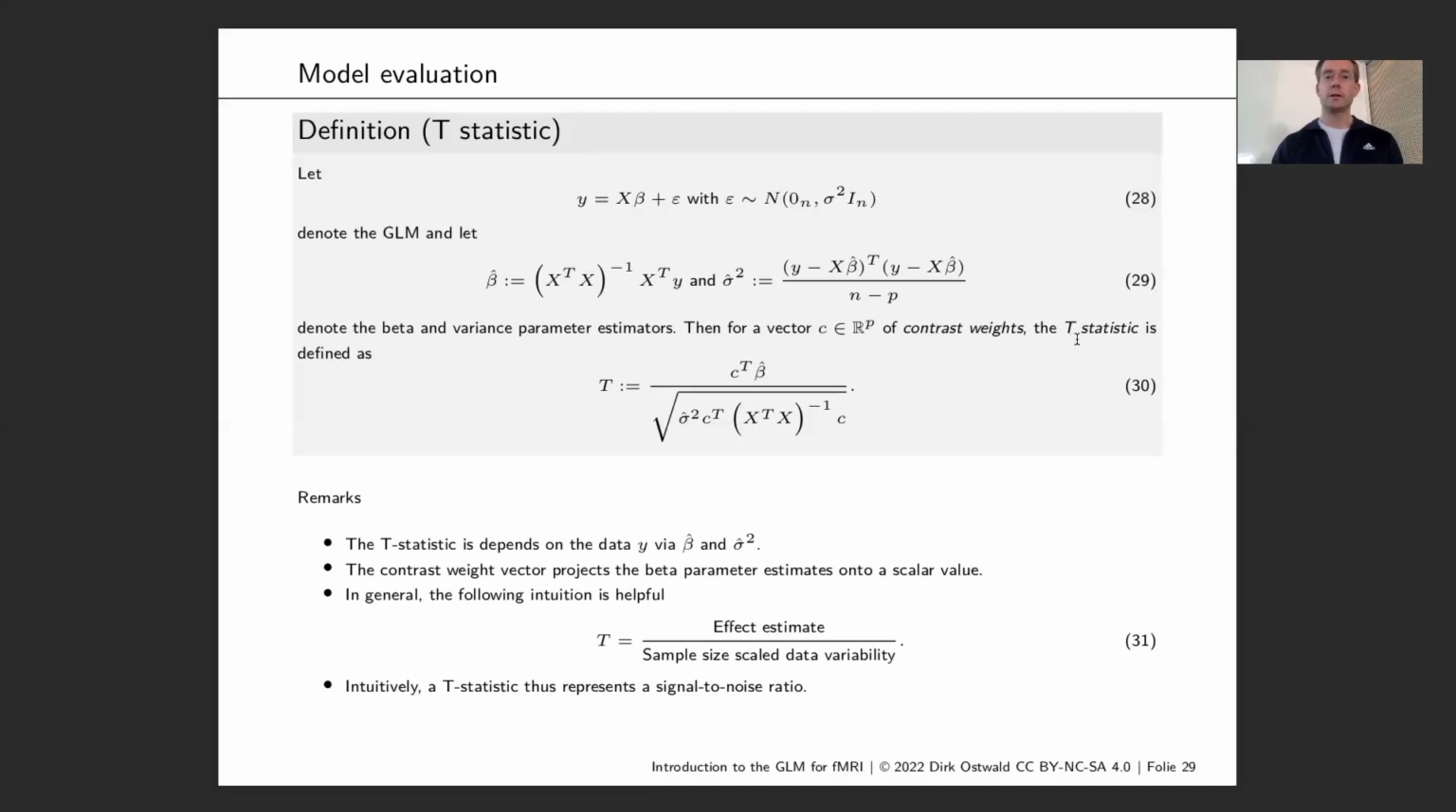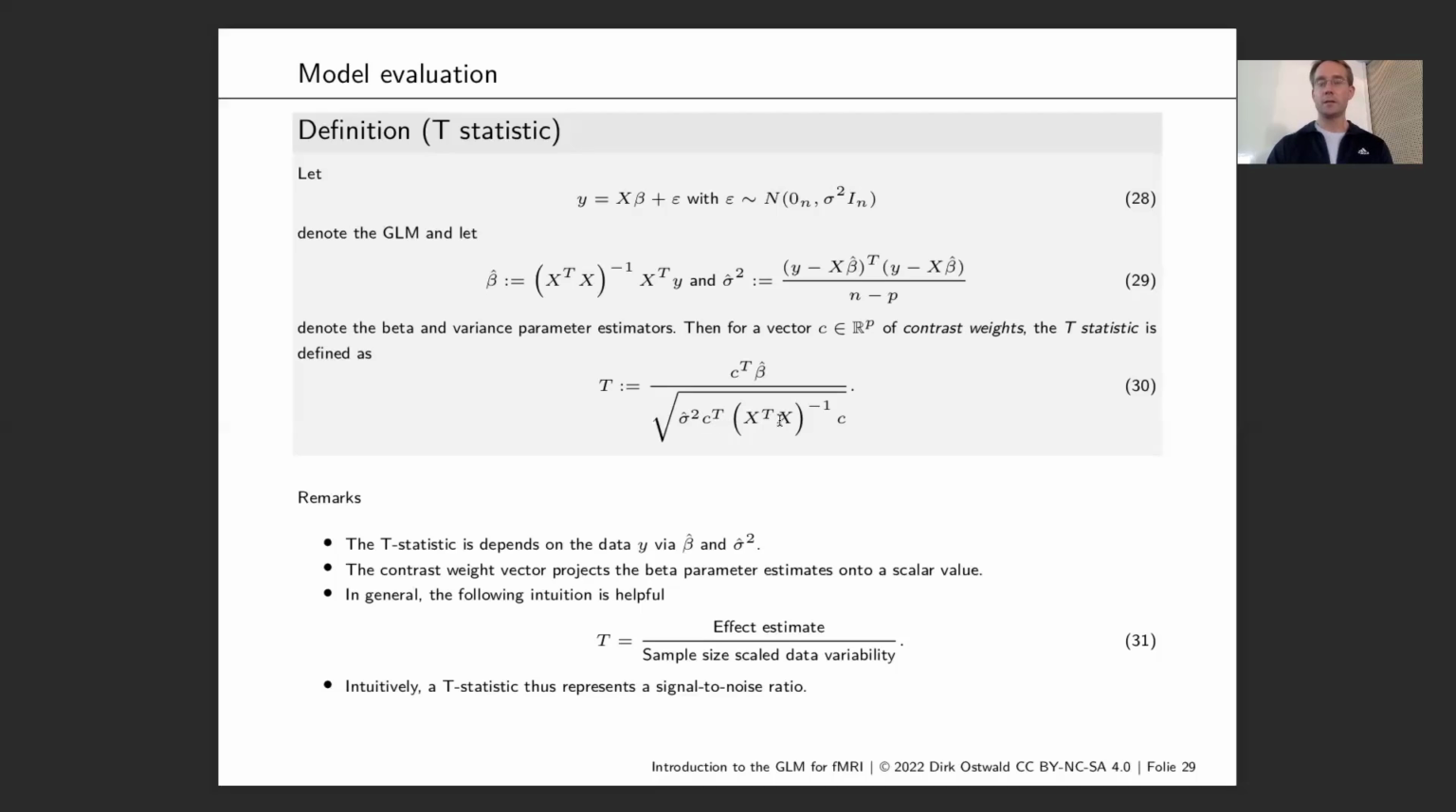The T statistic is then defined as follows. You compute the matrix product of this transposed p-dimensional vector, so a 1 times p vector, with your p times 1 vector beta hat. So you get a scalar here, since this is 1 times p times p times 1. And you divide that by this expression here, the square root of your variance parameter estimator times the contrast vector transpose times the inverse of your design matrix transpose times X, times c. And also here you have a 1 times p vector.